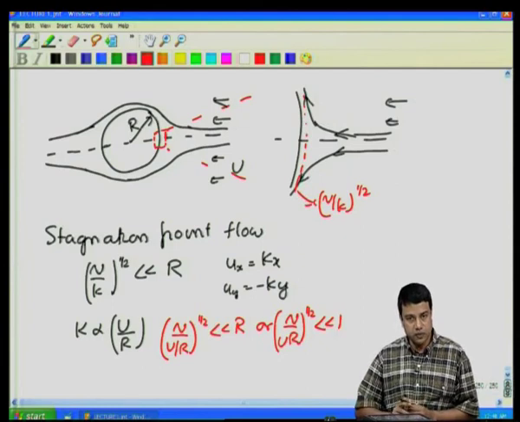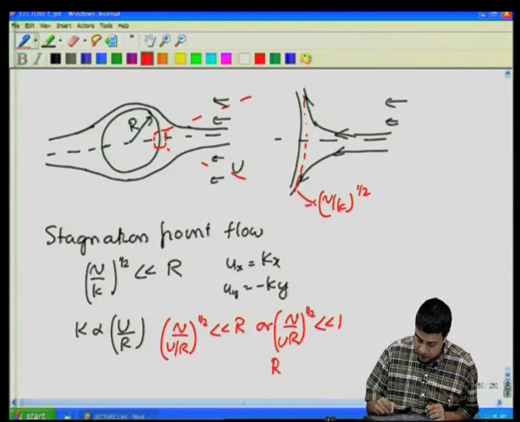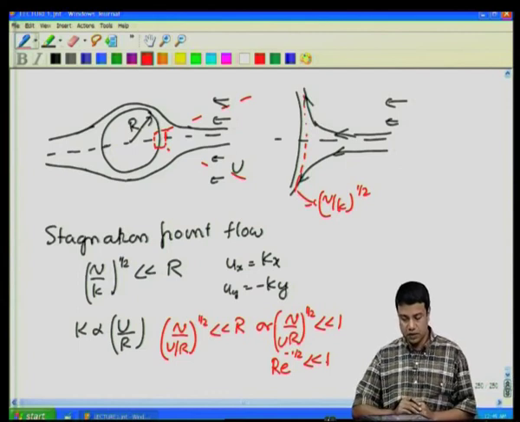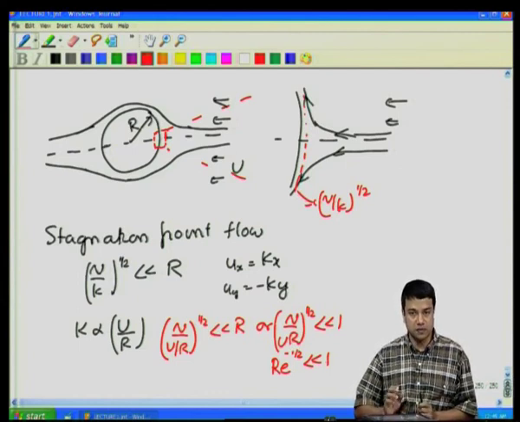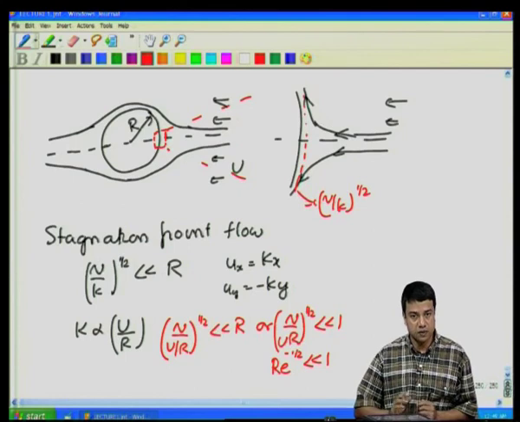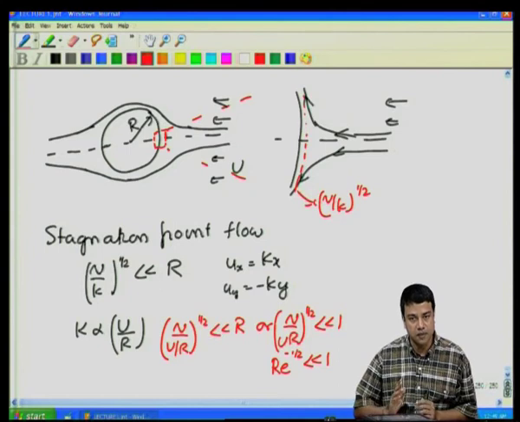Nu by u r is the inverse of the Reynolds number for the flow past the cylinder, the Reynolds number based upon the radius and the mean flow velocity. Therefore, I require that the Reynolds number to the power minus half is much less than 1. So, the Reynolds number to the power half basically gives you the ratio of the boundary layer thickness at the surface to the radius of curvature of the cylinder. And if this is small enough, or the Reynolds number is large enough, the flow near the front stagnation point can be well approximated by an extensional flow of the kind found in a corner.